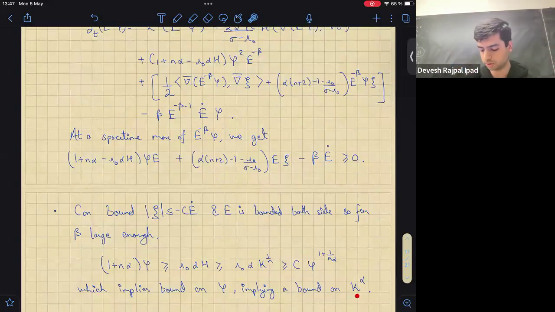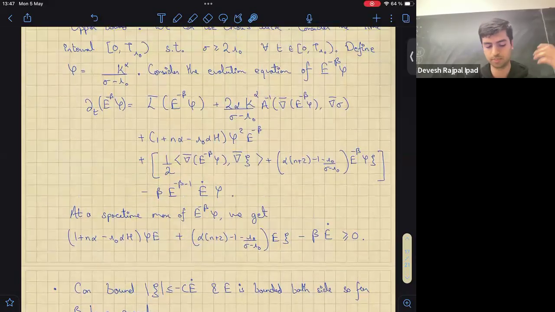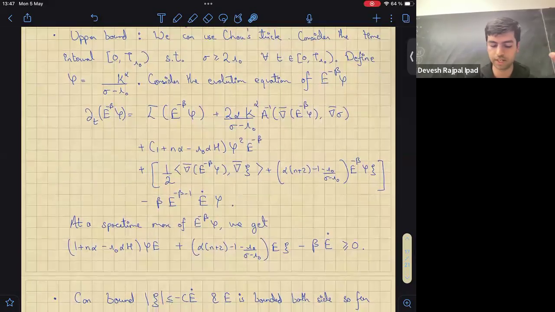You can get an upper bound on K alpha. Once we have crossed out the bad terms coming from affine corrections, you will get a polynomial equation where there will be a linear term here and some term with power a little more than the linear term, which implies an upper bound. And together, similar to how Chow did it, we get an upper bound on the speed, as long as there is a lower bound on the support function.